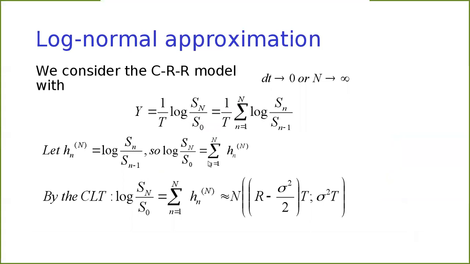And now we would like to consider a log normal approximation of this Cox-Ross-Rubinstein model. So we would like to consider continuous variant of the discrete model. For this, we should apply the approximation, and it is dt goes to 0, or n tends to infinity.